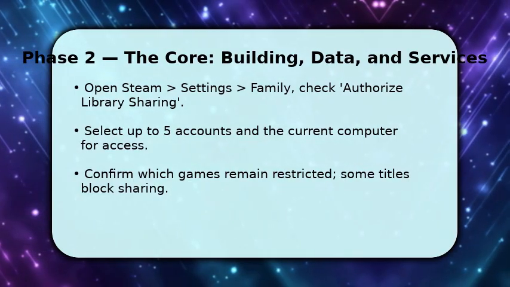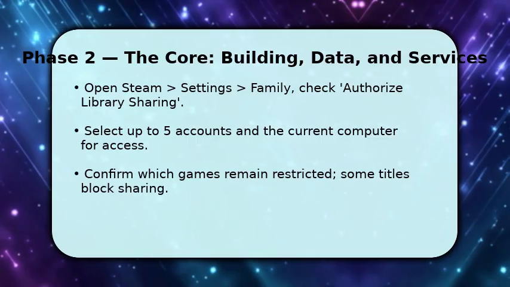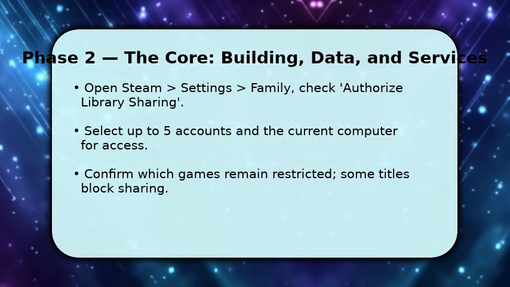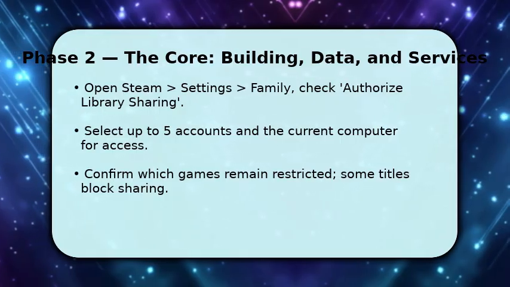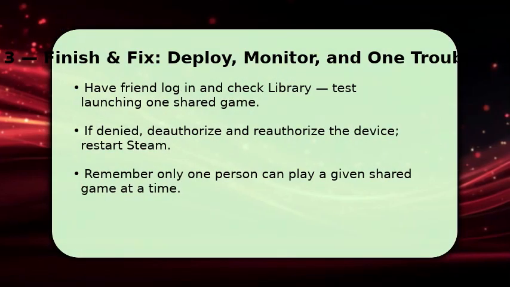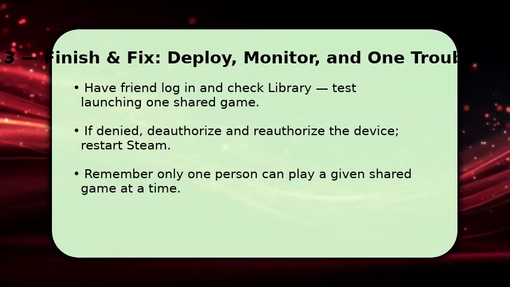Make sure to verify each game's sharing status because certain titles use third-party DRM and won't share. Once you've confirmed which games are available, log out and let your friend log into their account to see your shared library. Finally, you should test access to confirm success.